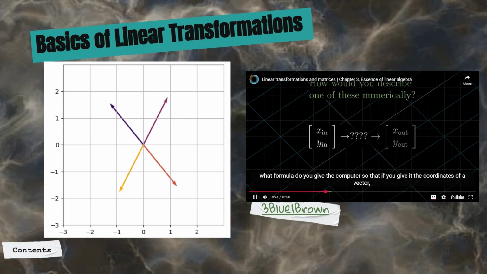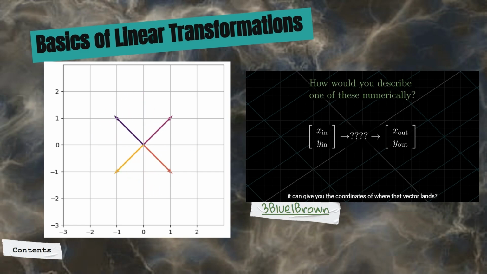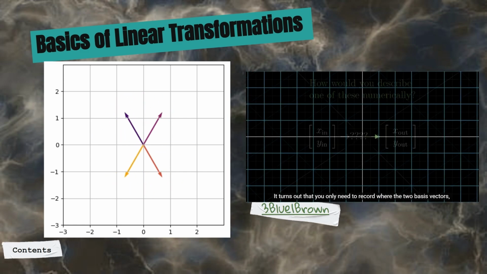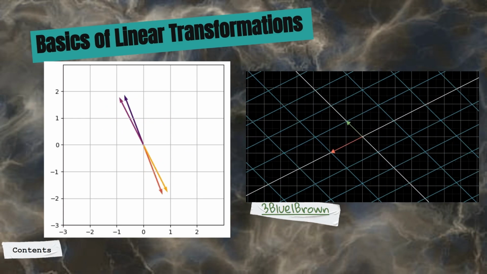What formula do you give the computer so that if you give it the coordinates of a vector, it can give you the coordinates of where that vector lands? It turns out that you only need to record where the 2 basis vectors, i-hat and j-hat, each land, and everything else will follow from that.